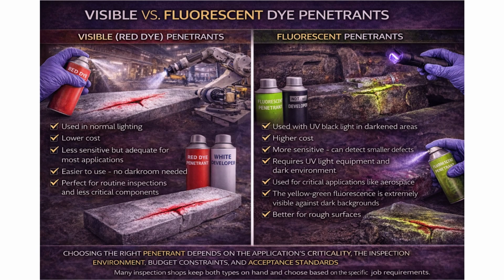Best practices for accurate testing. Follow written procedures for code work. Maintain proper temperatures, typically 40 to 125 degrees Fahrenheit. Use calibrated timing for dwell and development periods. Verify adequate lighting with a light meter. Keep detailed records and documentation. Use quality control test panels to verify penetrant performance. Never skip the cleaning step. Store penetrants properly, don't let them freeze or overheat. Training and certification. For code work and critical applications, inspectors must be trained and certified according to standards like ASNT SNT-TC-1A or ISO 9712. Following these practices ensures both safety and reliable results.